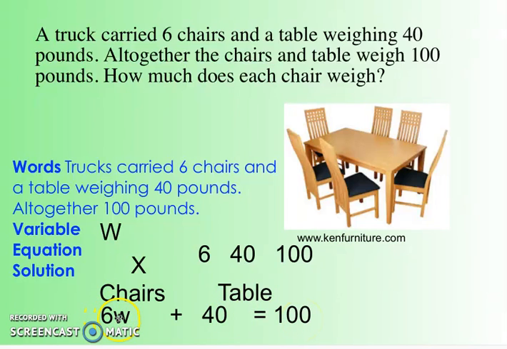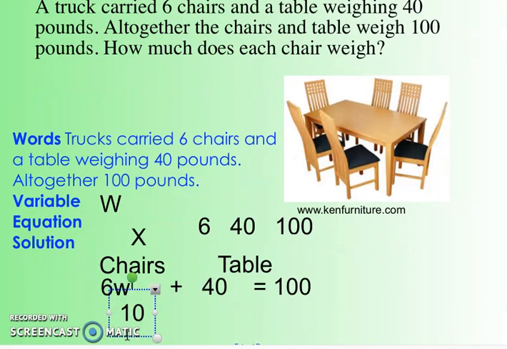Yeah, 60 plus 40 is 100. So how much would each chair have to weigh to equal 60? 10. You are right. Gosh, you're good at this. You just solved an equation. 10 pounds would be my solution. That is how much each chair would weigh.